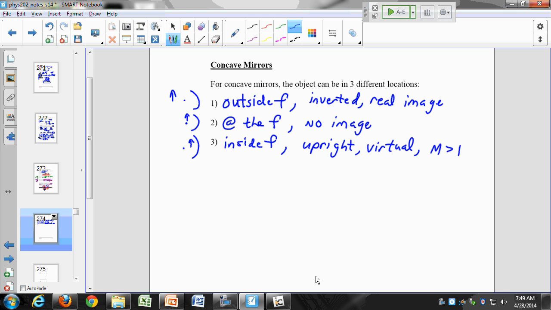So if you remember that mirror, sort of those 3 different scenarios, outside the focal point, you're upside down. It's a real image. If you're at the focal point, there's no image at all. And if you're inside the focal point, it's an upright virtual image.